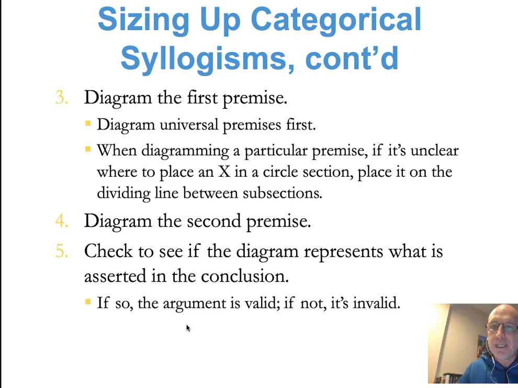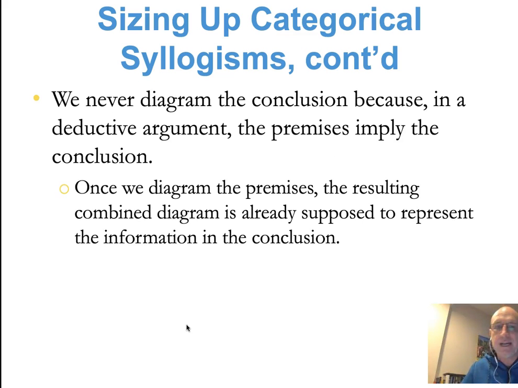When diagramming a particular premise, if it's unclear where to place an X in a circle section, place it on the dividing line between subsections. Then diagram the second premise. Check to see if the diagram represents what is asserted in the conclusion. If so, the argument is valid. If not, it's invalid. And I'll show you this now in a diagram.